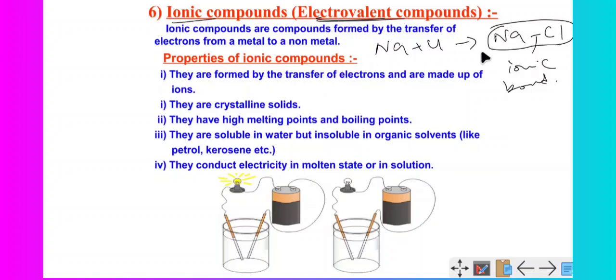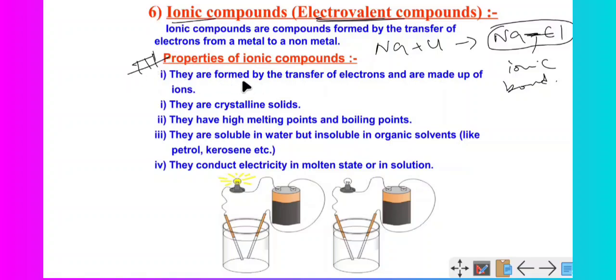This is a very important point. If you observe the formation of a compound between a metal and a non-metal, then you can say that the compound formed will be an ionic or electrovalent compound, and the bond between these two elements is an ionic bond. Okay, the properties are very important.